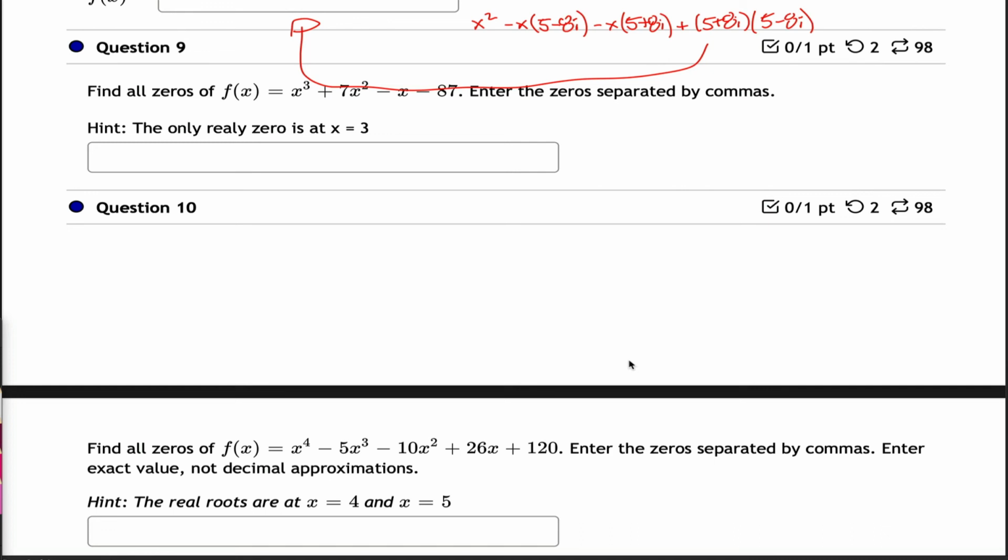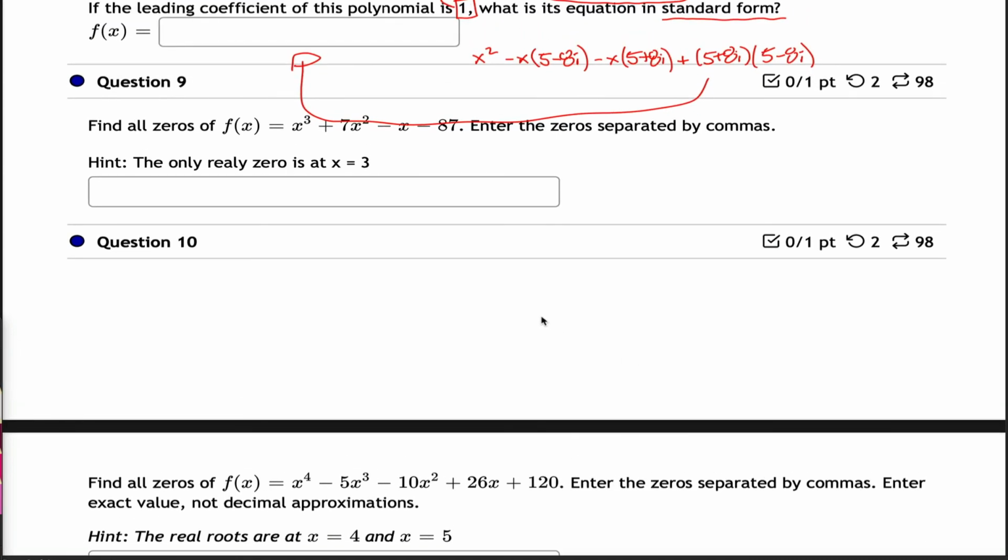The other two problems, 9 and 10, are pretty similar. In 9 and 10, the idea is you're given a root here, x equals 3. So that gives you a factor, x minus 3. You can do polynomial long division, x minus 3 divided into x cubed plus 7x squared minus x minus 87. I'm not going to do the whole thing, don't worry. You can do a whole bunch of work. You're going to get 0 remainder. You're going to be really happy.